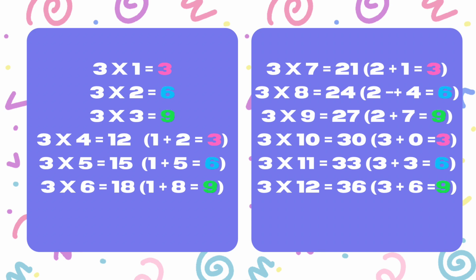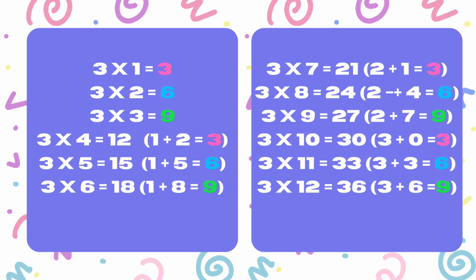Now is where I need to go into a little more detail. 3 times 4 equals 12. But if you take the 2 digits from the number 12, the 1 and the 2, add them together, you will get 3. If you take the answer for 3 times 5, which is 15, and you add the 2 digits together, the 1 and the 5, you will get the number 6.